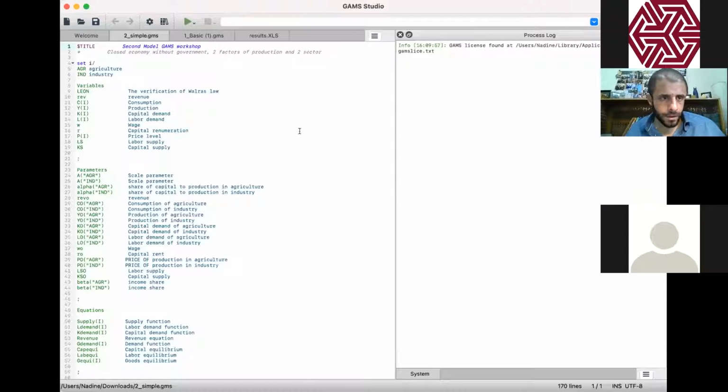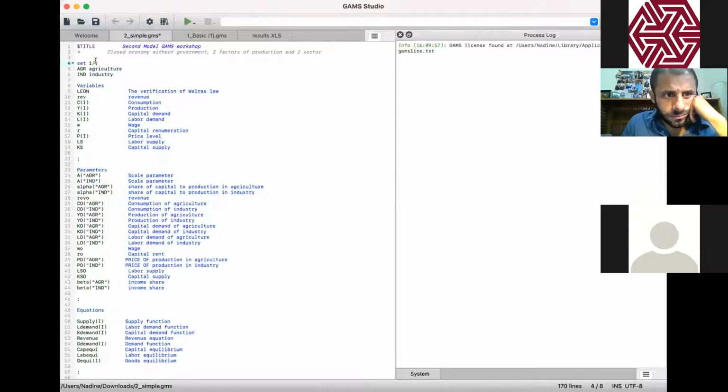It's appearing now? Yes. Okay. We will go slowly over the model. So a title, that's fine. Closed economy without government, 2 factors and 2 sectors, exactly. And then set I. What is missing after the set? What do you think?